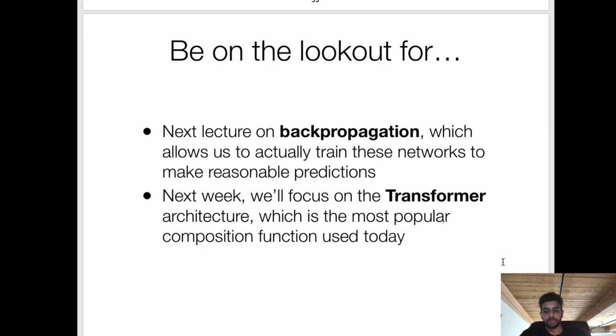Okay, so finally, as mentioned before, we're going to be looking at backpropagation next time. So how we actually train these networks, how we get the parameters, the weight matrices, and the word embeddings. And then you can look out for the transformer architecture coming next week. Okay.